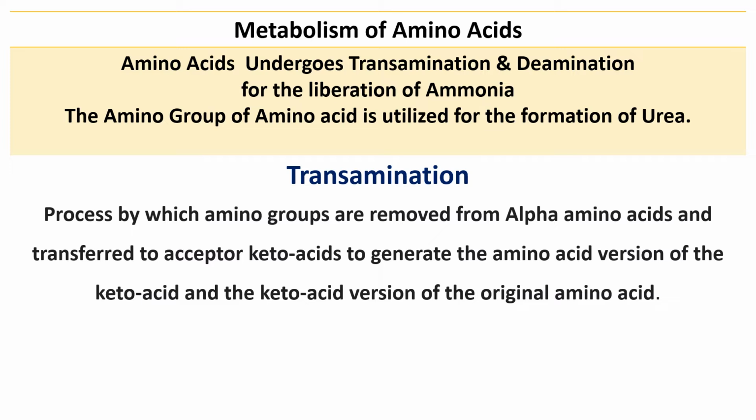So here, transamination is a process by which the amino groups are removed from an alpha amino acid and transferred to an acceptor keto acid to generate an amino acid version of the keto acid and a keto acid version of the amino acid. So what is the meaning of this amino acid version of keto acid and keto acid version of amino acid? Let's discuss.